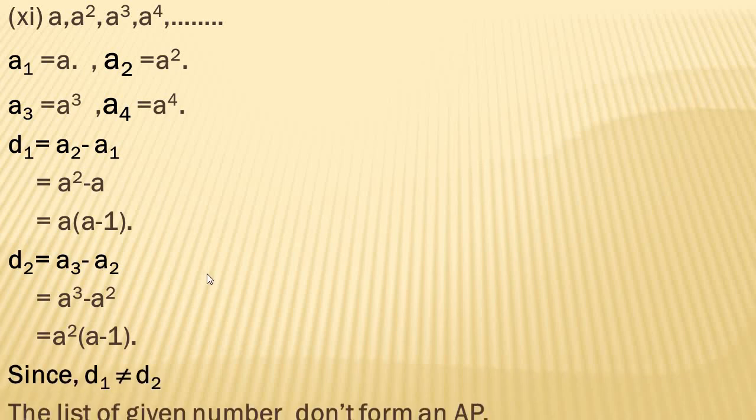Let's check for the other one, this one: the third term minus the second term. In this case, a square is common. So take a square outside, a minus 1. If you observe it, these two differences are not equal. They are not constant. So it does not form an AP. It's very simple. So you don't have to go and find out the next three terms. If it does not form an AP, you don't have to find out the next terms.